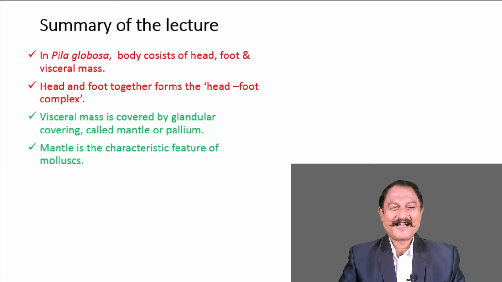Yes, and of the visceral mass, we had seen only the first part. We had seen that proximal part, that was the head part, and the head part was having the mouth, which was situated between the two first pair of tentacles or between the labial palps as a vertical slit-like aperture. And mantle we had seen, which is the characteristic feature of phylum Mollusca.